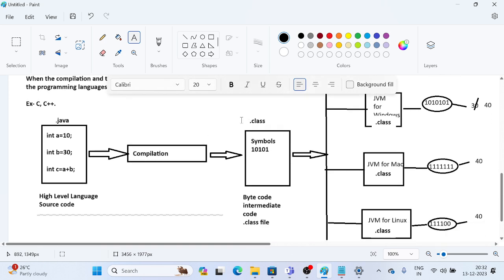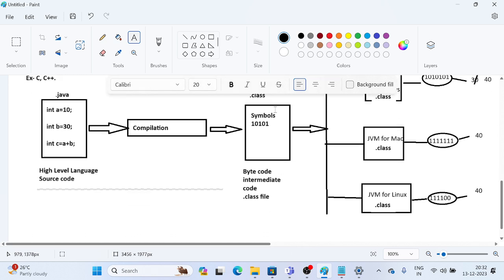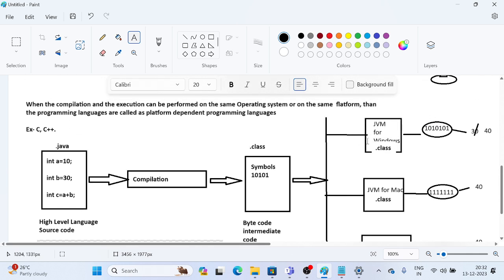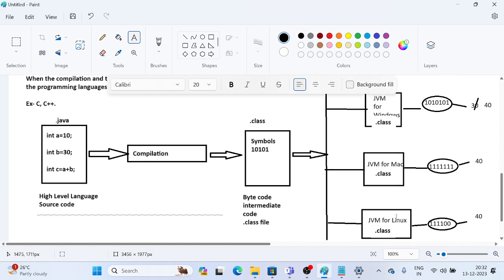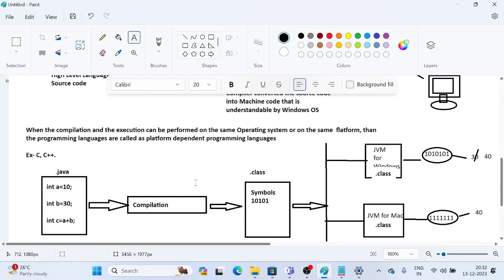If I'm using Windows, it's Windows JVM. I can share the .class file with a person who is using Mac JVM. I can share this .class file with a person who is using Linux JVM. So even though we are sharing this .class file with three different JVMs, the output will not be impacted. The output is going to be the same. So the sense of platform independence is achieved in Java.